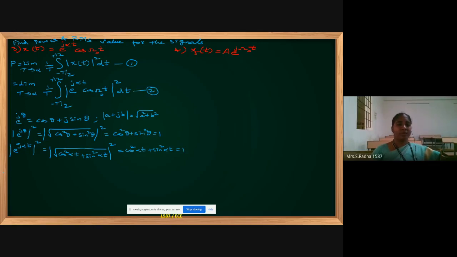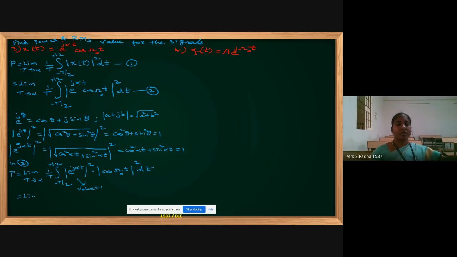I am calculating power in equation 2. So it is nothing but limit t tends to infinity 1 by t integration minus t by 2 to plus t by 2, and then here I have modulus e power j alpha t square into modulus cos omega naught t square, dt. And I know that this modulus value is equal to 1. So I have to go with only cos square.